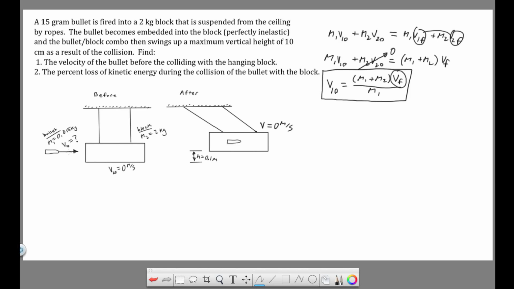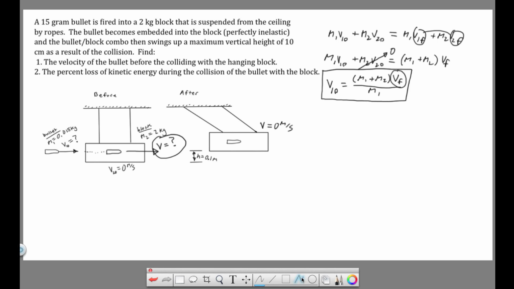So this bullet hits the block. Imagine this happening in super slow motion. The bullet goes into the block, and then as a result of the collision, the bullet block combo have some velocity which we have to figure out. And so then this velocity is going to carry the bullet block combo a vertical height of 0.1 before it comes to rest for a brief moment. So the way we're going to figure out this velocity immediately after the collision is with conservation of energy.